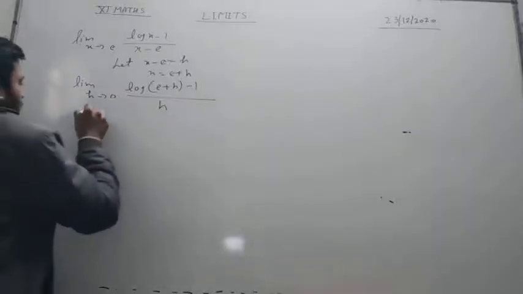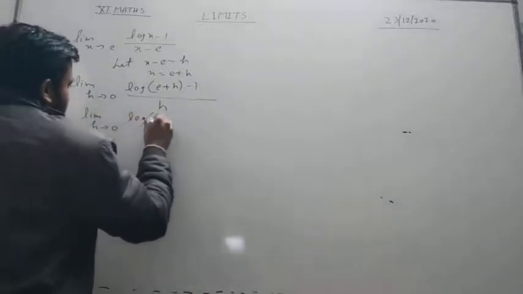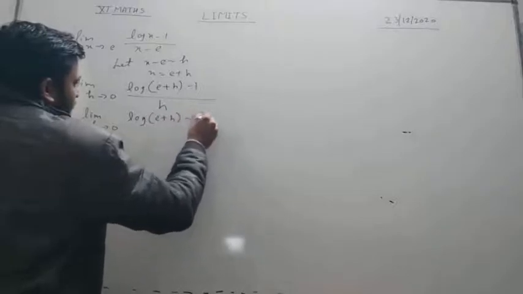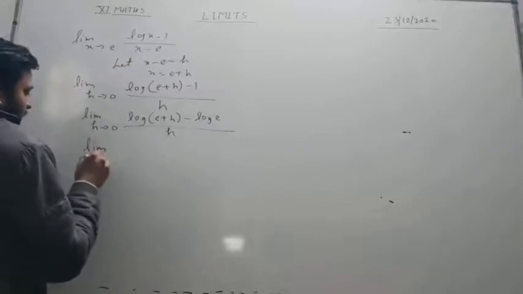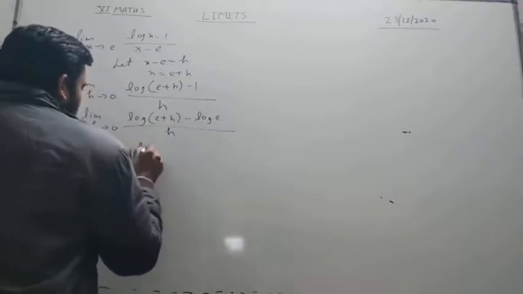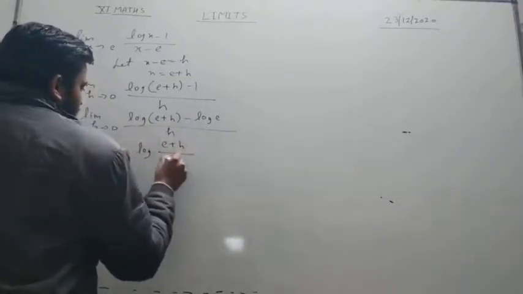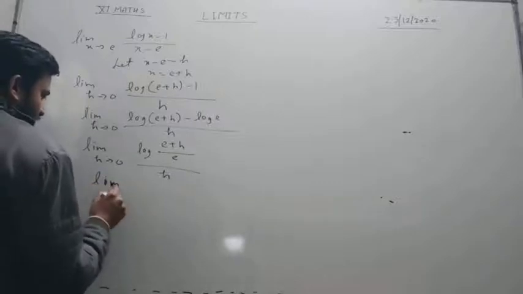Okay, students, we can write this as limit h tends to 0 of (log(e plus h) minus log e) divided by h. Now this is log m minus log n, so we can write log of (e plus h) by e, by h. So limit h tends to 0.